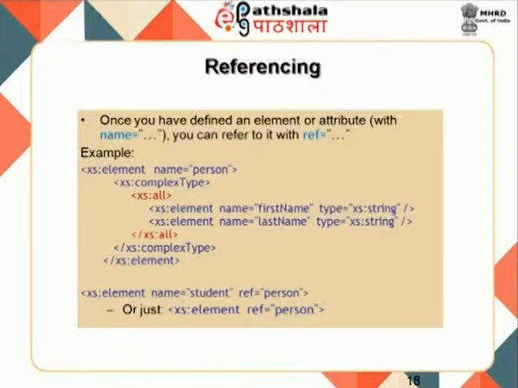So once you have defined an element or an attribute, you can refer to it with a keyword called ref. So here you can see an example. You define an element called person, and you say that the person has got first name and last name. You can now use this defined person in the other element called student. So here you say that element name equal to student, you say that it refers to the element called person, or you can just use element ref equal to person.